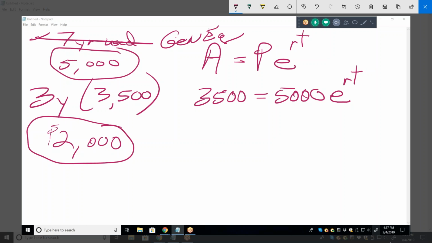First step, divide 3,500 by 5,000? Get that. Right?